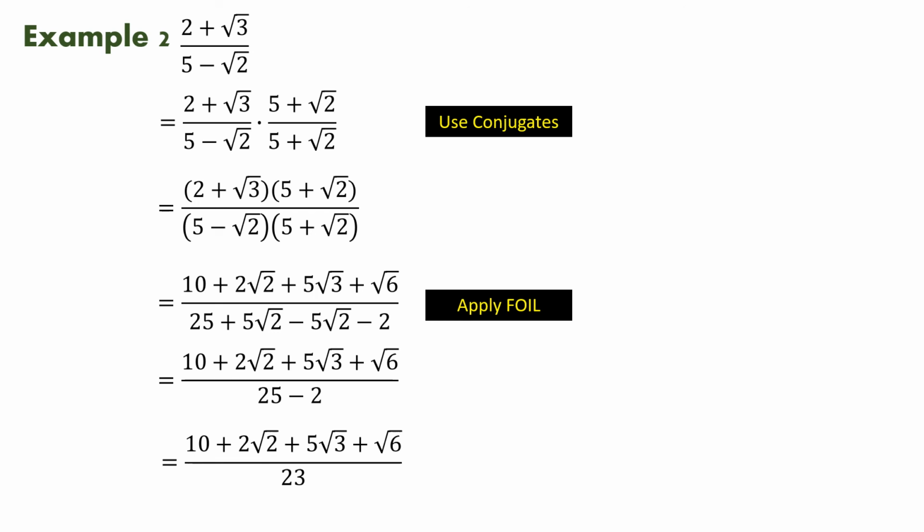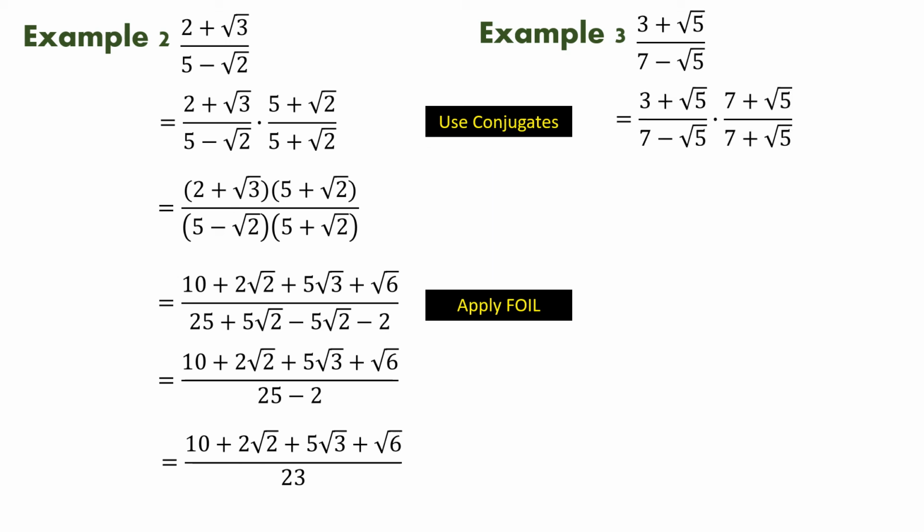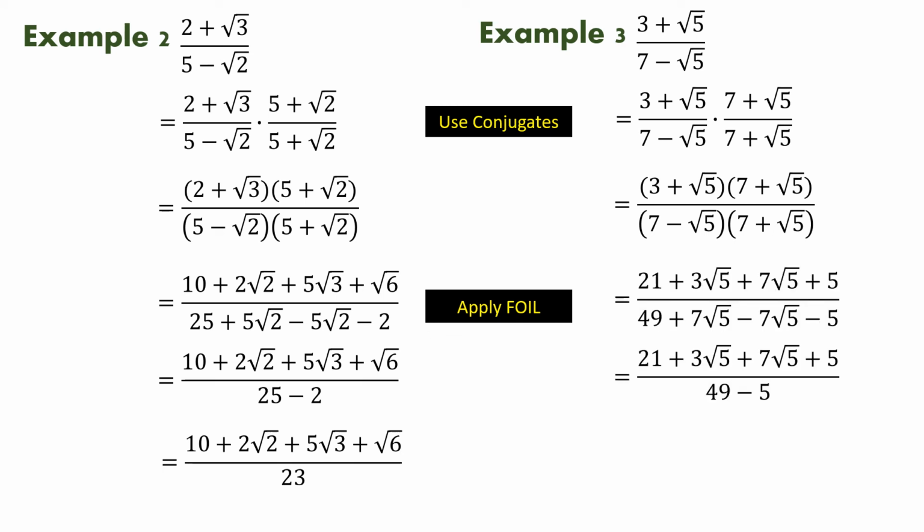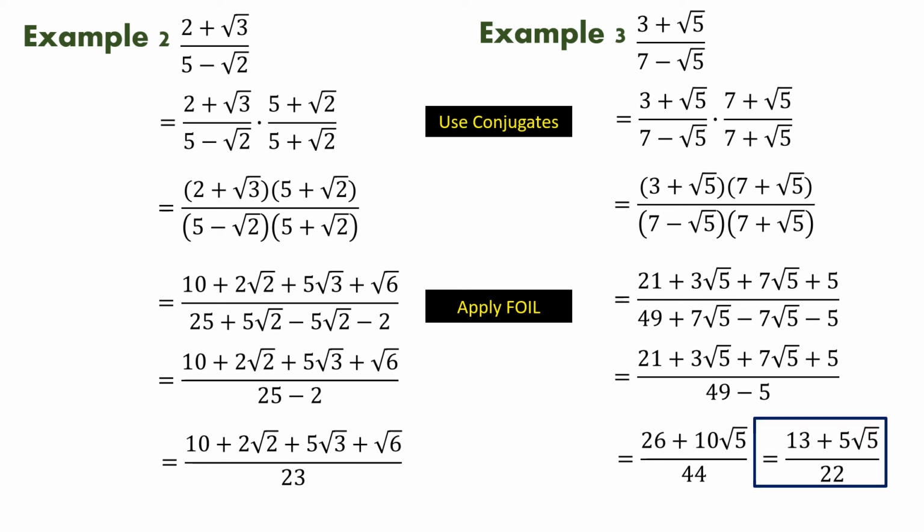Now, we move on to our last example. Like the previous two examples, we look at the denominator. We use conjugates. We also apply the FOIL method in the numerator and denominator. We simplify the numerator and denominator. Remember, we need to simplify our final answers similar to simplifying fractions. Hence, we end up with this final answer.